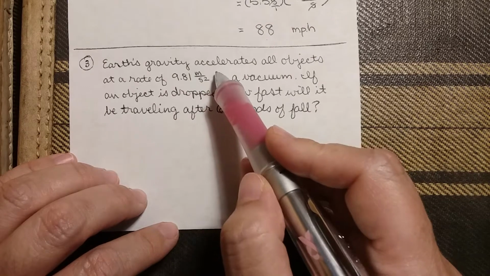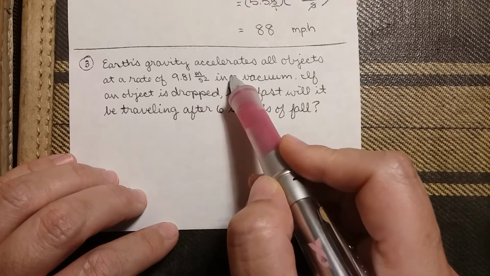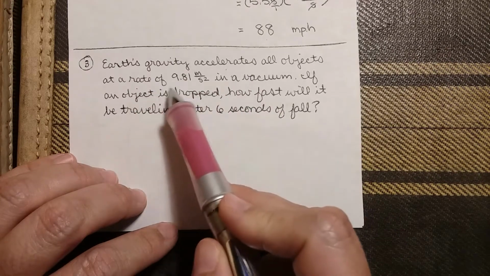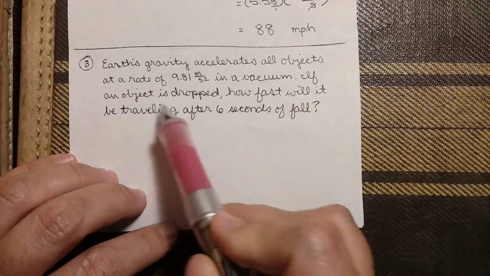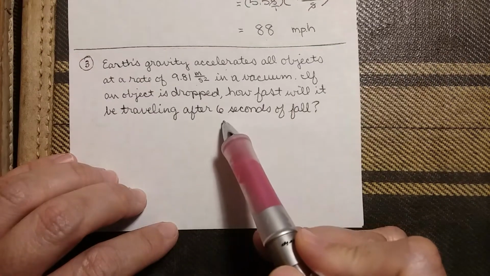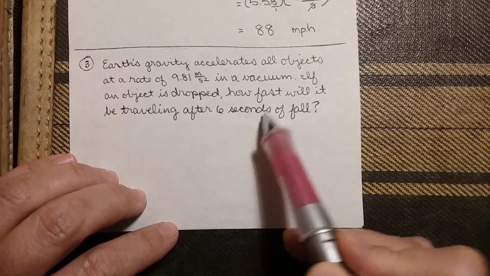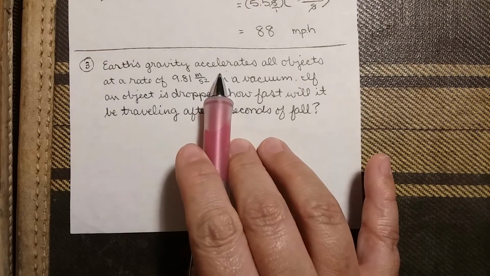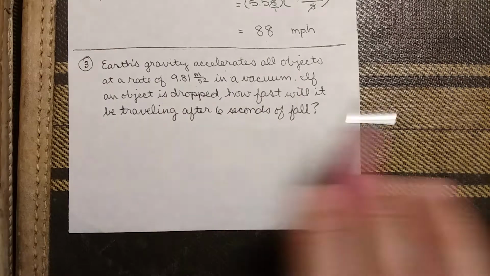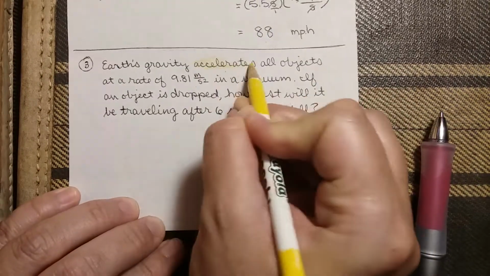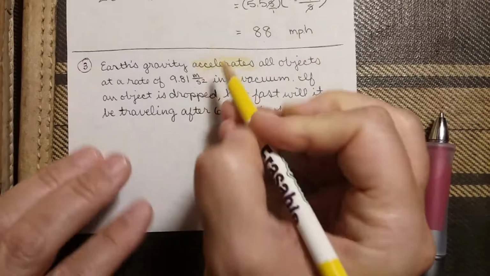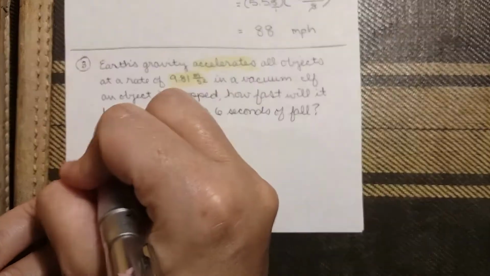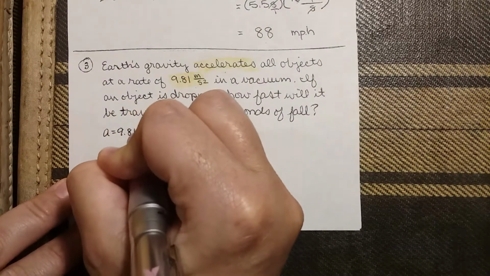All right, so we're going to first read the problem, get a sense of what's going on in the story. Earth's gravity accelerates all objects at a certain rate in a vacuum. If an object is dropped, how fast will it be traveling after a certain time of fall? Okay, so now let's take a look at this again. It accelerates all objects at a rate of... So they're telling us right here that the acceleration is 9.81 meters per second squared. So that's good. Acceleration is 9.81 meters per second squared.